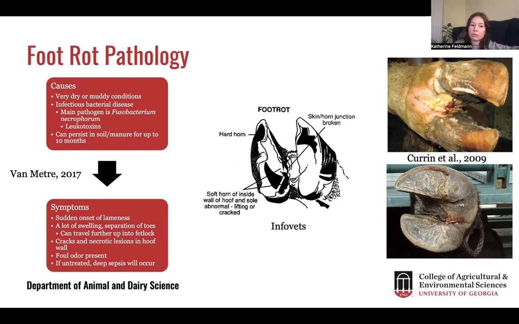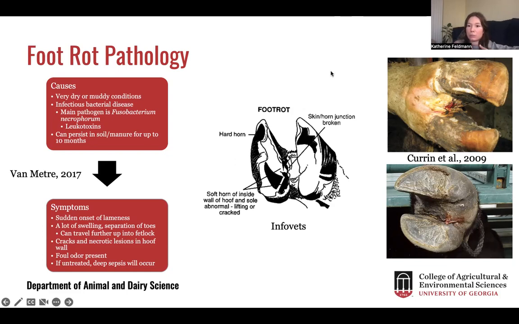And so symptoms of foot rot, one of the key indicators is sudden onset of lameness. So an animal will be fine in the evening. When you go out to check on them in the morning, all of a sudden they're completely unable to bear weight on the afflicted hoof. You're going to notice a lot of swelling to the point that the toes will actually separate, as you can see in this picture in the right corner. It pulls those toes apart, and that swelling can even travel up to the fetlock.